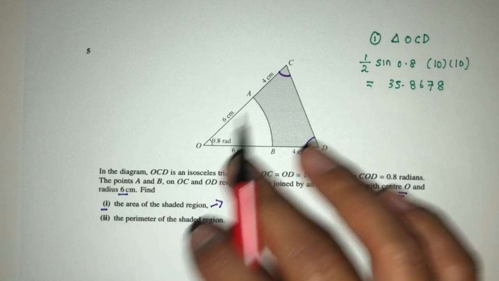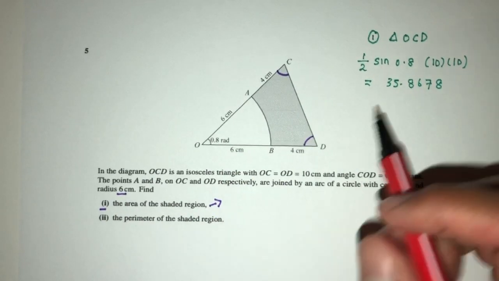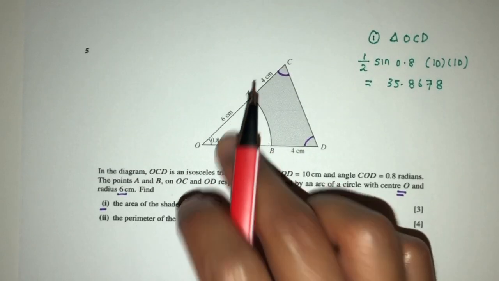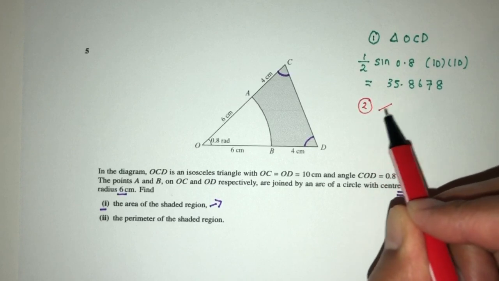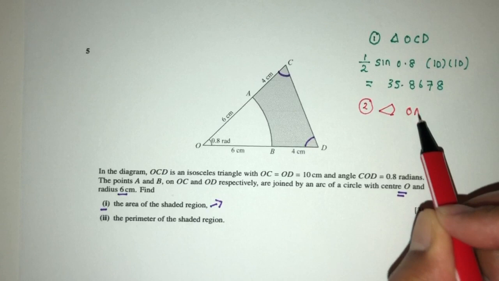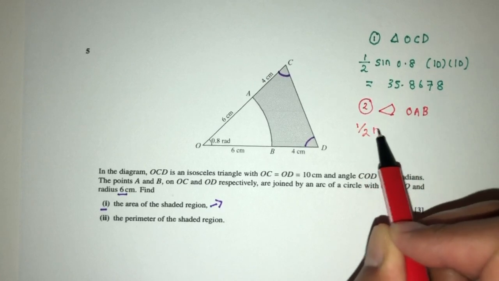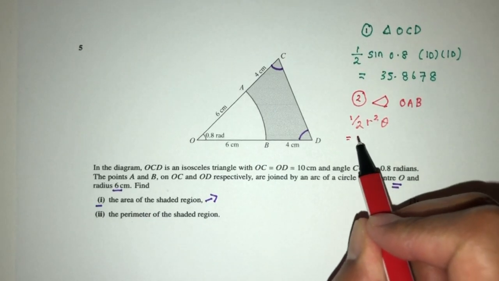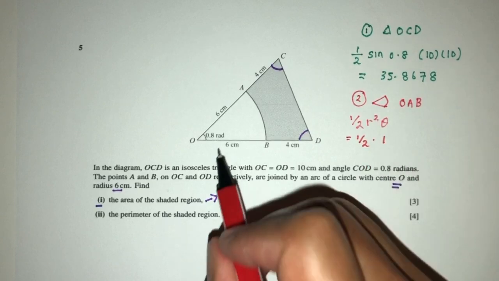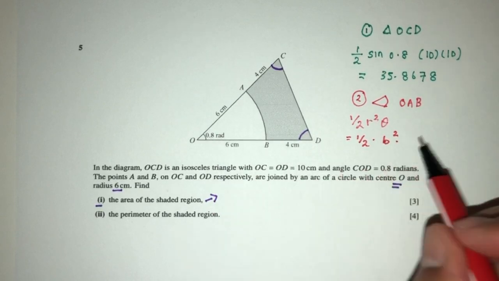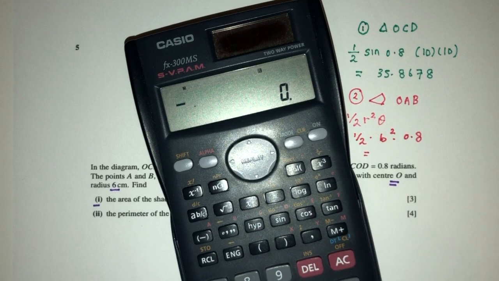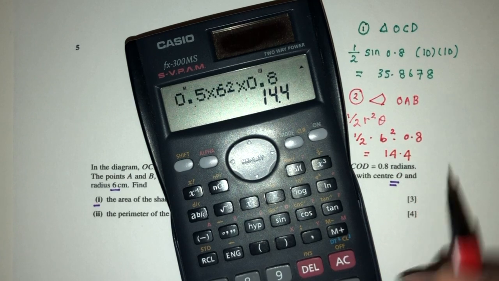Now let's move on to part 2 of the question. So to find only this part, since we have everything now, we have to minus this one. So number 2, we have to minus the sector OAB. So pretty easy again, that will be half r squared theta, where theta is the angle. So let's do that. Half is half, obviously. R squared is not 10, it is 6 squared now. And times theta, which is 0.8. Let's see, what do we get? Half times 6 squared times 0.8. That will be 14.4 as your value for this area.